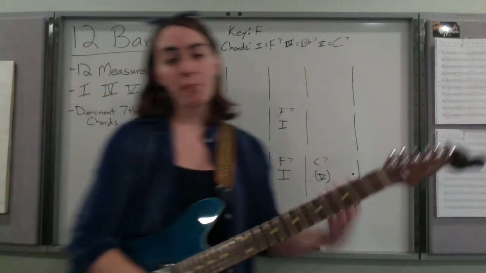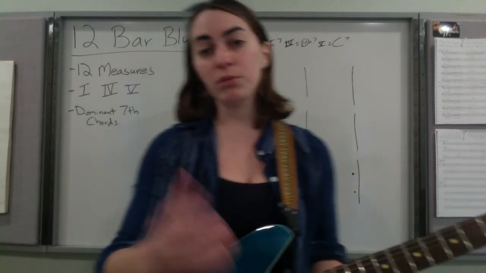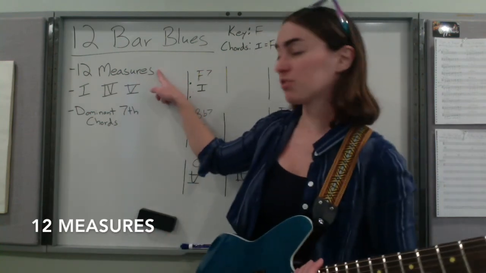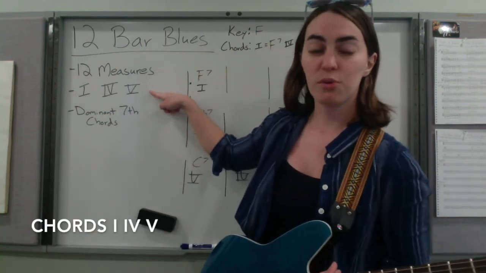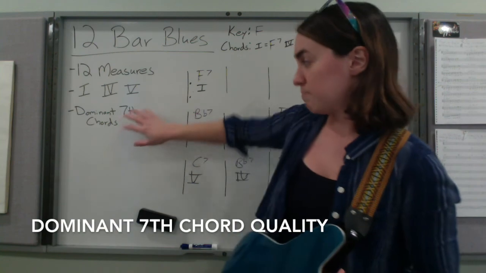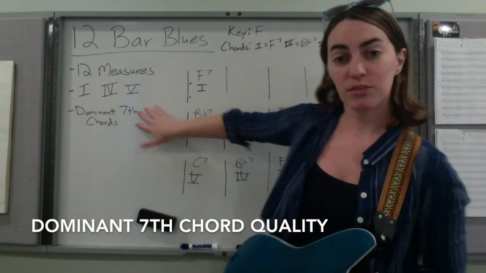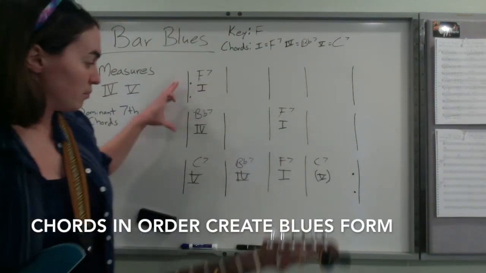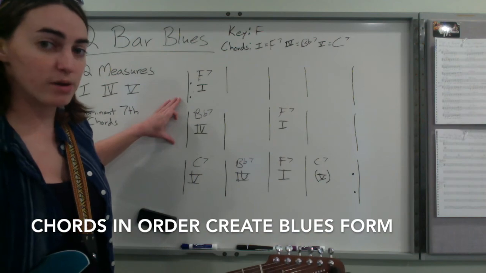So just to recap, a couple of key things to remember about the 12-bar blues form. It's 12 measures long, consists of the 1, 4, and 5 chord. Make those dominant 7th chords, and put them in this specific pattern throughout the form.